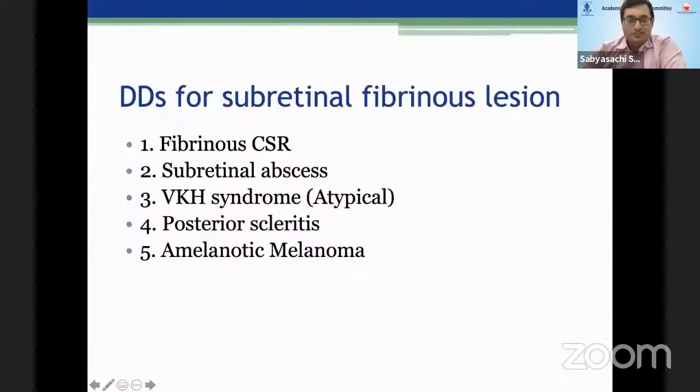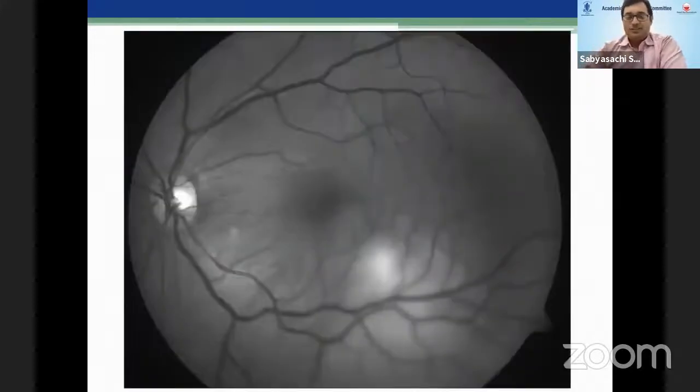So, differentials for a subretinal fibrinous lesion with fluid are a very large fibrinous central serous chorioretinopathy, or sometimes subretinal or choroidal abscess can present like this. An atypical VKH could also present like this. Posterior scleritis and amelanotic melanoma are some of the lesions that you might think about when you see a lesion like this. So we went ahead and did some imaging, which led us to the diagnosis.